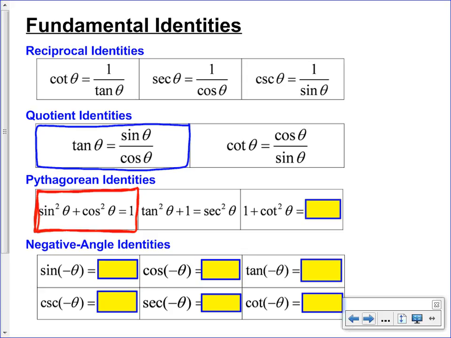It's manipulating in your mind. Let's do it again. Instead of dividing everything by cosine, divide it by sine. Sine divided by sine is 1. Cosine divided by sine is cotangent. And 1 divided by sine is cosecant. So 1 plus cotangent squared equals cosecant squared.